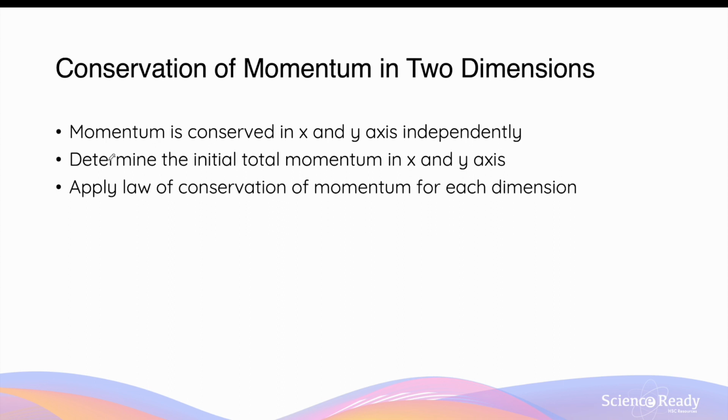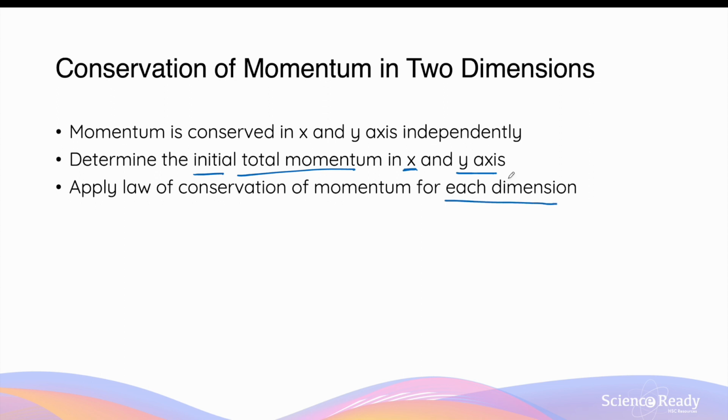In two-dimensional scenarios, the total momentum is conserved in the x and y, or the horizontal and vertical axes, independently. That means the momentum in the horizontal or x-axis is conserved before and after the collision or event, and the total momentum in the y-axis or the vertical axis is also conserved. So when you're approaching momentum problems in two-dimensional settings, you should always determine the initial total momentum in the x and y directions separately, and apply the law of conservation of momentum for each of the axes or dimensions.